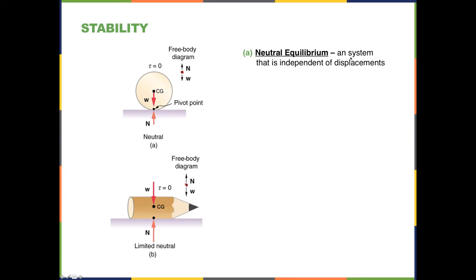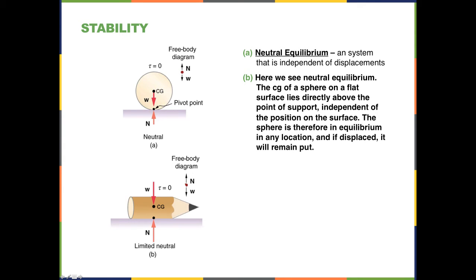Now the third is neutral, and this is a system where it's independent of the displacement. In other words, it doesn't matter what the displacement is. And here's an example of a neutral. In a neutral situation, we have the center of gravity of a sphere here, and it lies directly over the supporting normal that holds it in place.